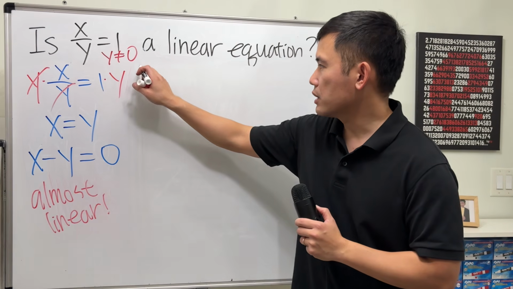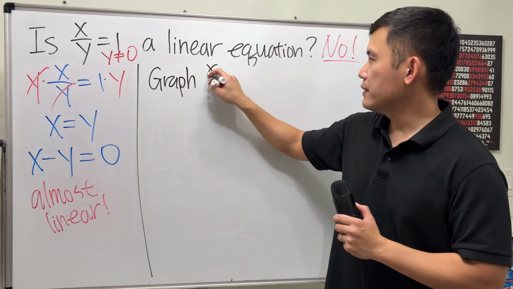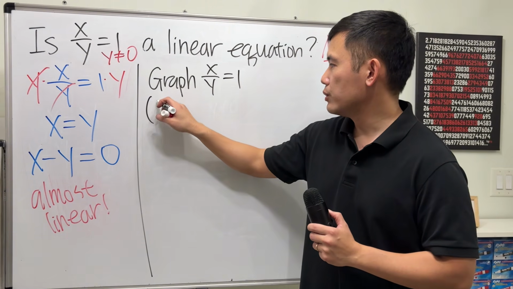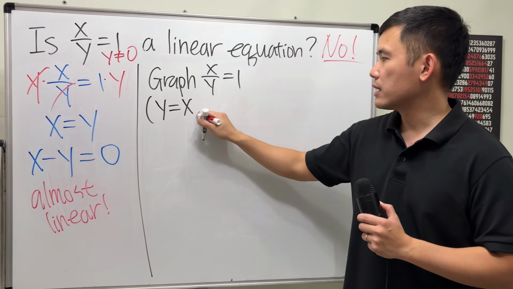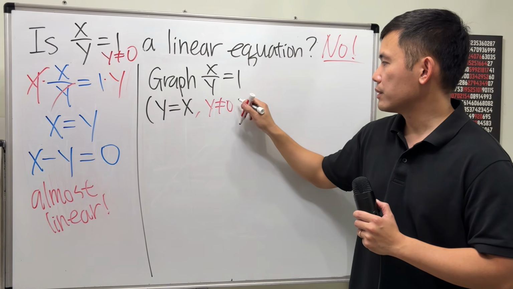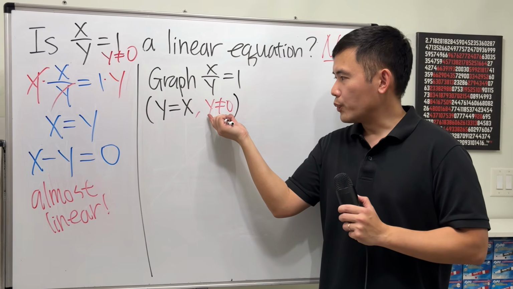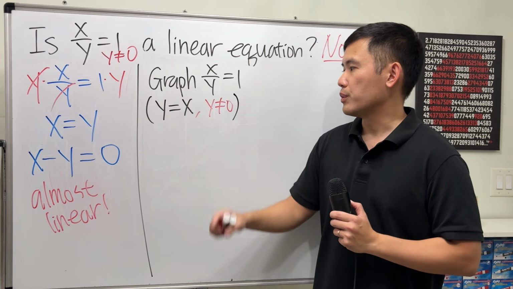To make this super clear, when we want to graph x over y is equal to 1, all we have to do is to look at y is equal to x. But we have to impose the condition that y is not equal to 0. And because y is equal to x, when we say y is not equal to 0, that also implies that x cannot be equal to 0.